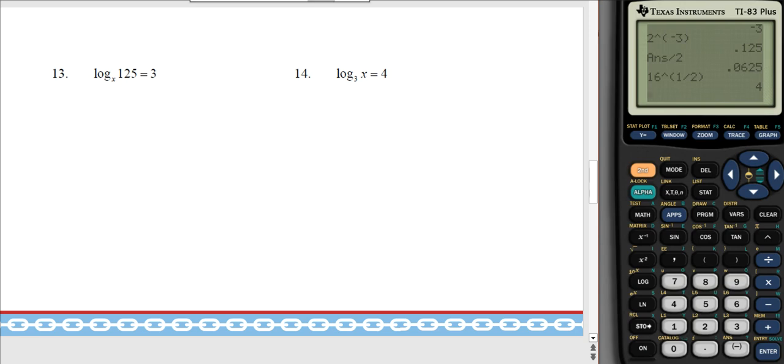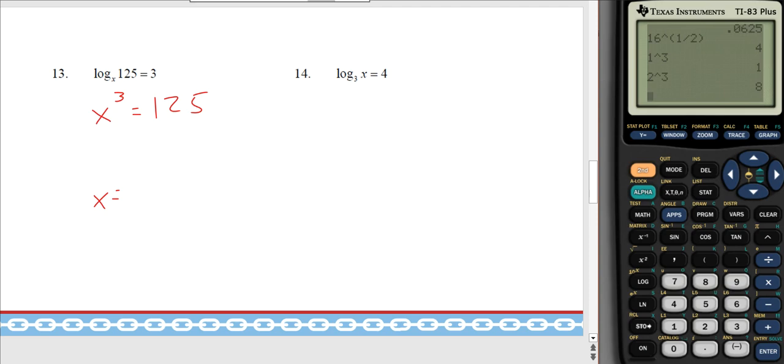So 13: b to the y equals x, so x to the third equals 125. So I need to get x by itself. I could do some guess and check on my calculator: 1 to the third, 2 to the third, and keep going with that.